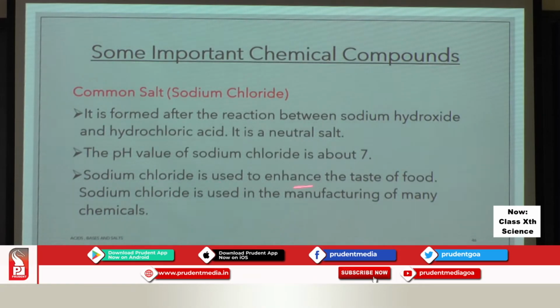Now, the pH value of sodium chloride is about 7, and sodium chloride is used in food. If there is no salt in your food, you will not be able to eat it, because it is one of the main ingredients required to enhance the taste of your food. But besides being used in food, it also finds a very wide variety of applications, like the manufacturing of many chemicals.